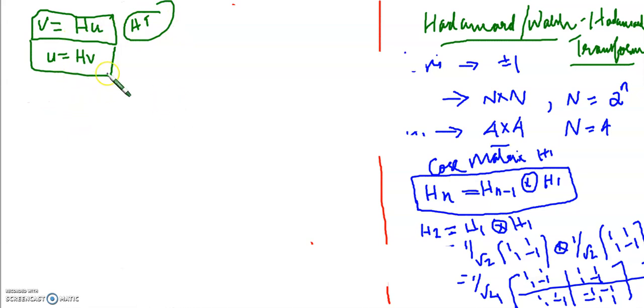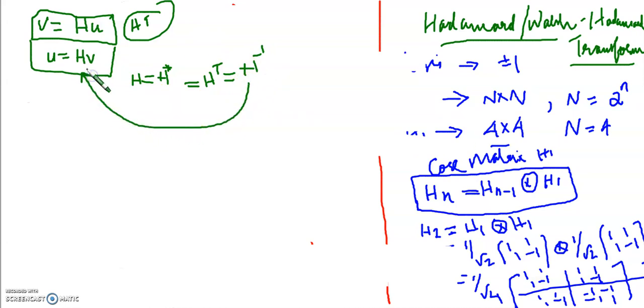This Hadamard transform also has some properties. First one, it is real, symmetric and orthogonal. That is, it is real means Hadamard matrix H and H conjugate are the same. Similarly, H transpose is the same and H inverse is the same. That is why I have written H inverse is equal to H, and that is why I have written U equal to H into V. These are the properties.